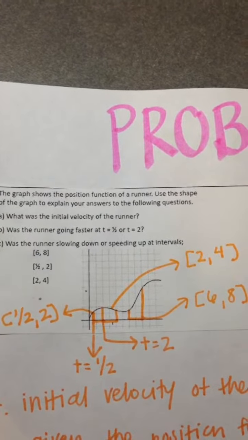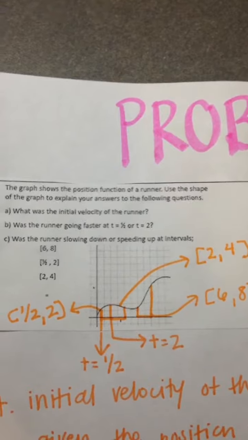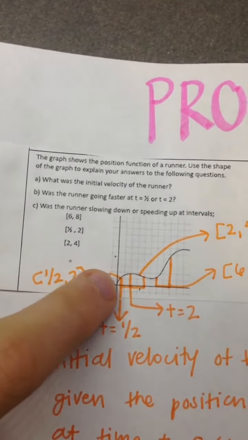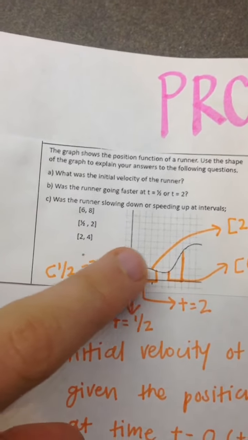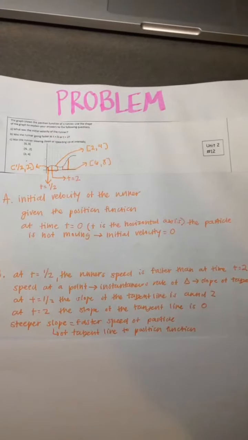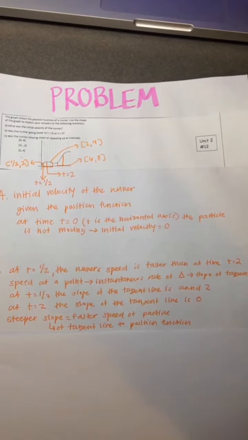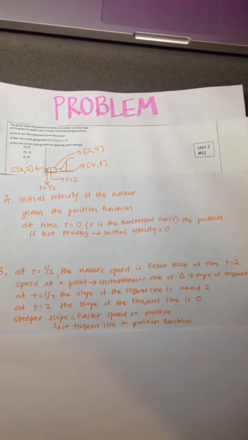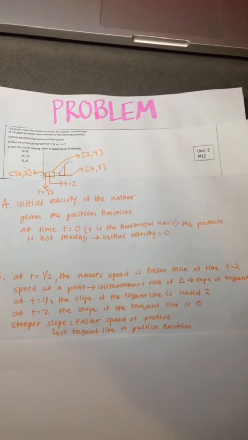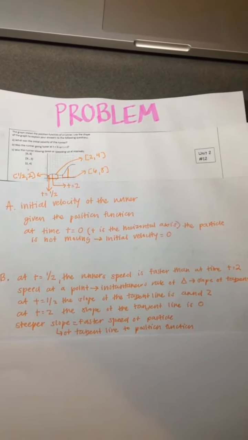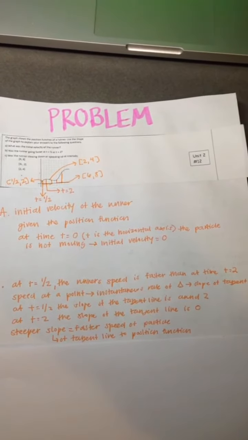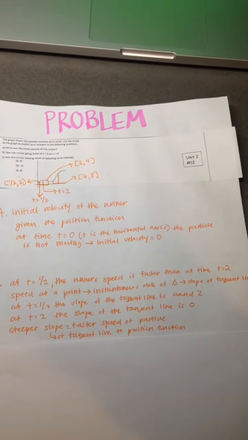Part B of this problem asks: was the runner going faster at t equals 1/2 or t equals 2? First we have t equals 1/2, which is right here, and t equals 2 is just a little bit over. The answer is that at t equals 1/2, the runner's speed is faster than at time t equals 2. You can arrive at this conclusion by knowing that speed at a point is the instantaneous rate of change at that point, which is the slope of the tangent line to the graph at that point.